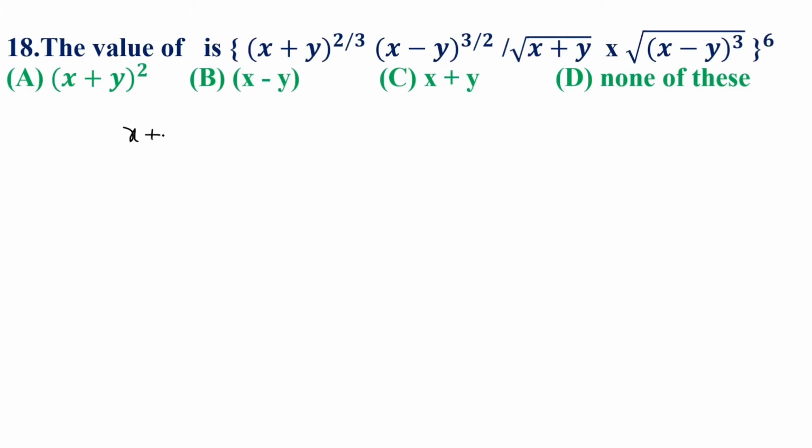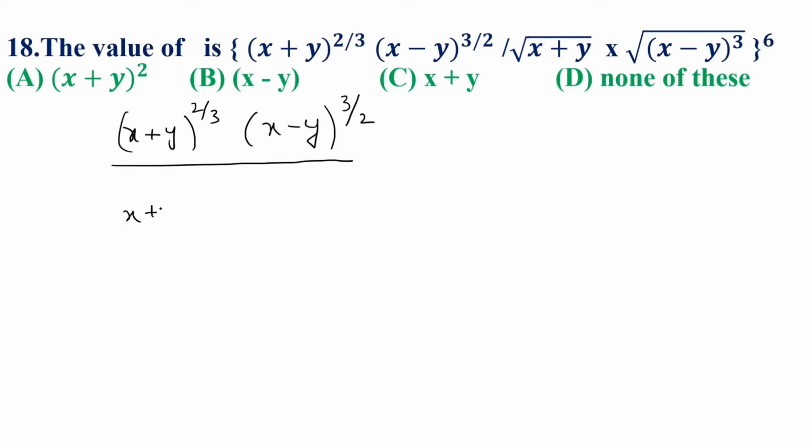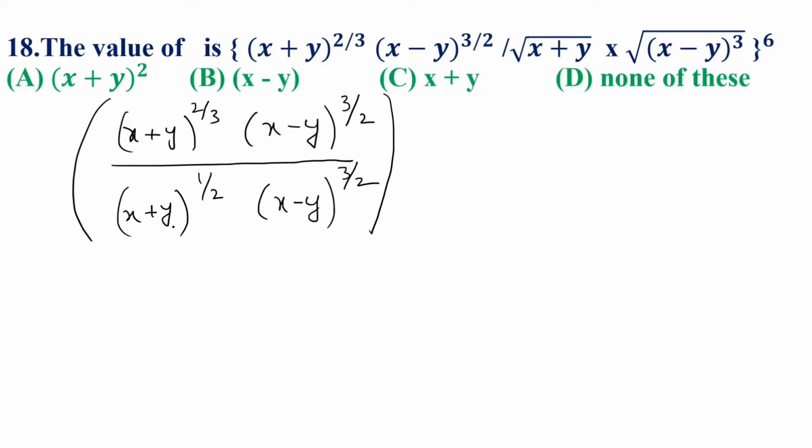x plus y whole to the power of 2 by 3 into x minus y whole to the power of 3 by 2. What they have given: x plus y root means 1 by 2, here x minus y cube root, so it will become 3 by 2. So whole power 6. This will be cancelled and this will be x plus y.